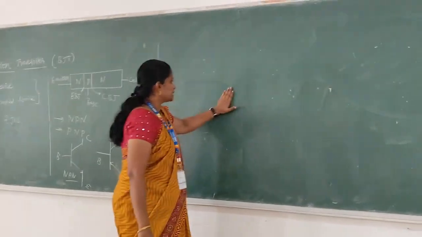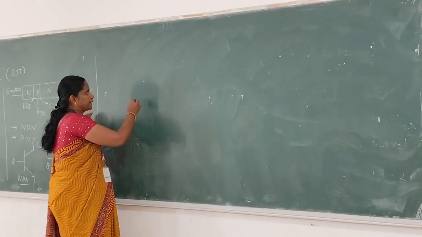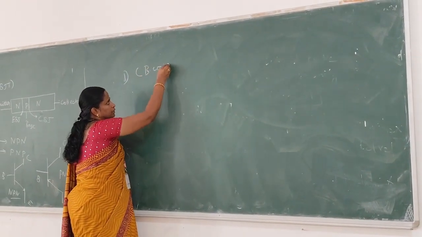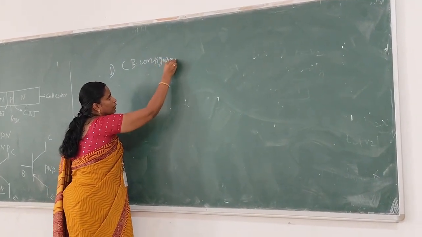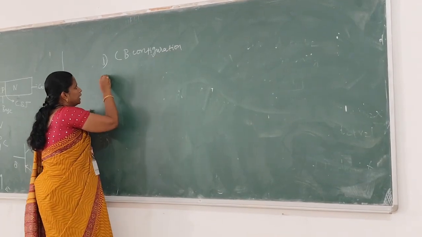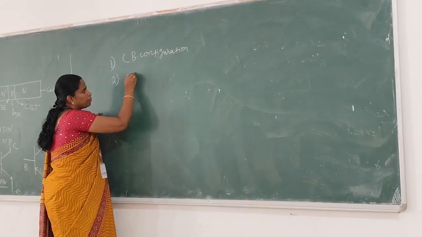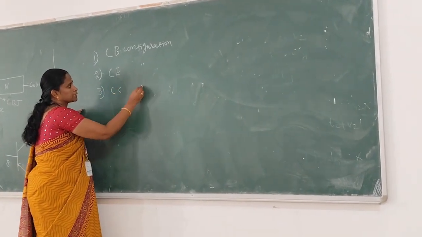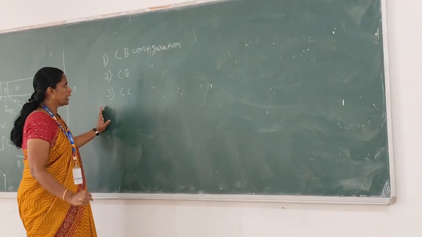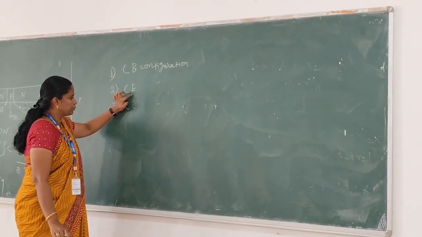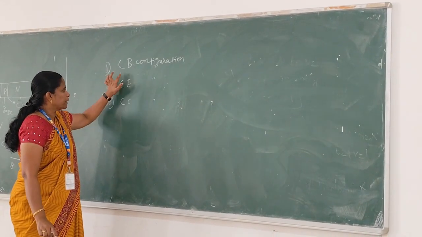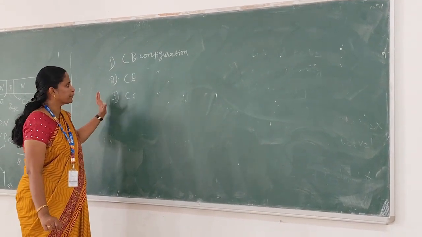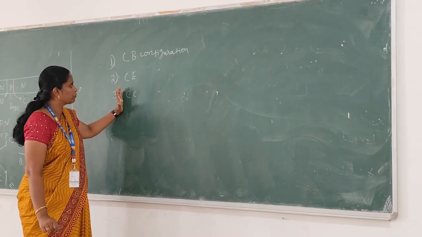Grounded, the transistor configuration is divided into three categories. The first one is common base configuration, the second one is common emitter configuration, and the third one is common collector configuration. So that is, we have three terminals: base, emitter and collector. Depending upon the terminal grounded, the transistor is classified into three categories, and that is called configuration.